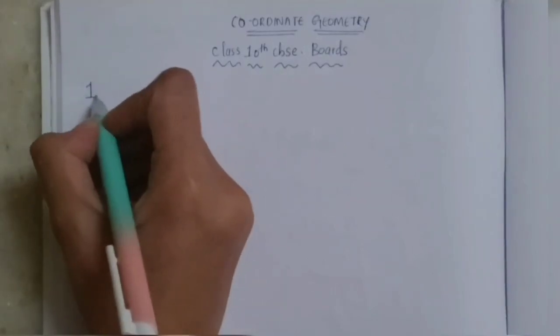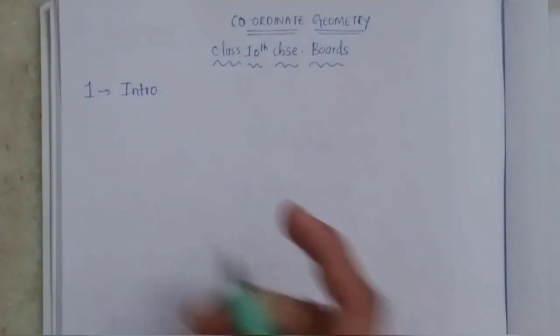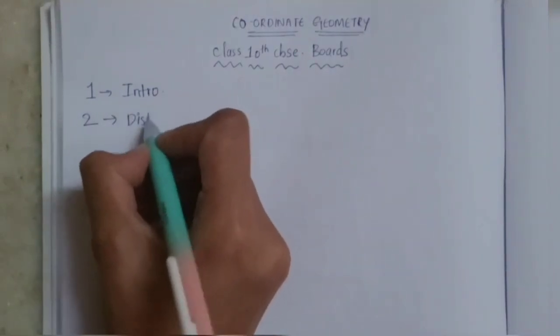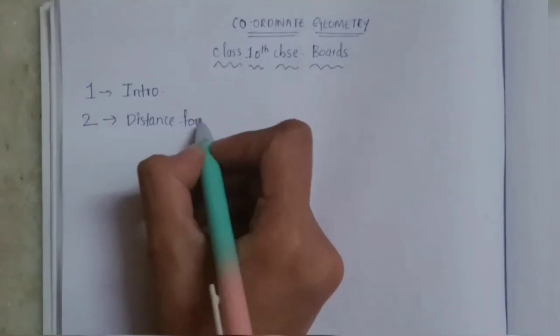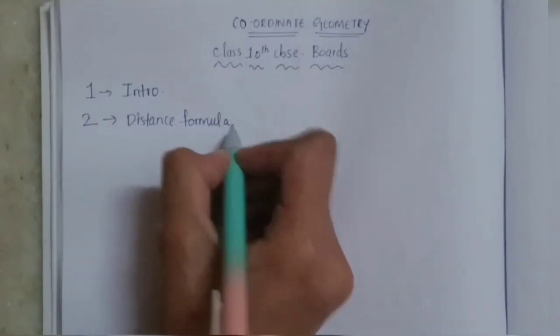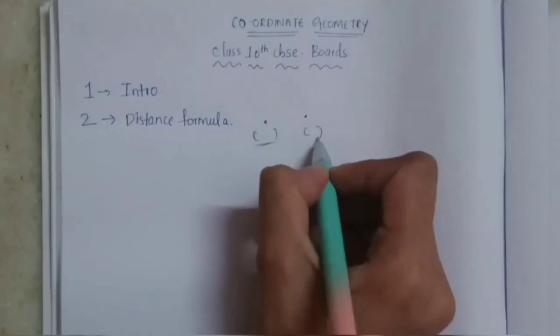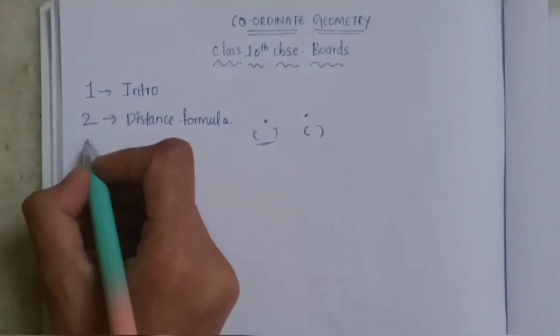The first part will be the introduction of coordinate geometry. We should know the basic terminology, basic terms, and basic concepts about coordinate geometry. And in the second part we'll see the distance formula. This is a famous one, in which we find the distance between two given points. There are certain points given and we need to find the distance between them. So that is about the distance formula.